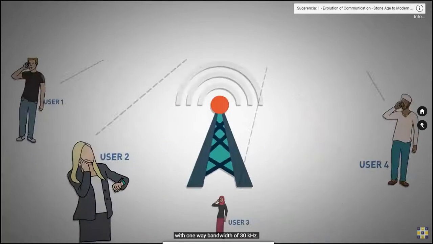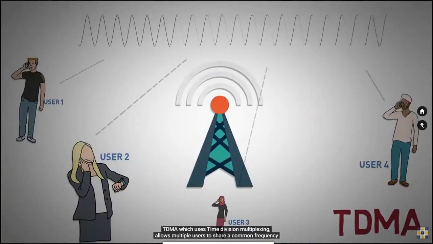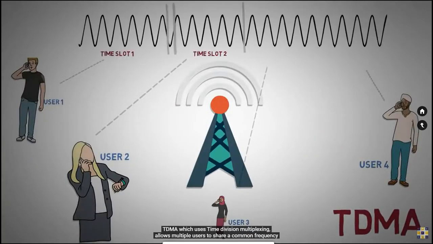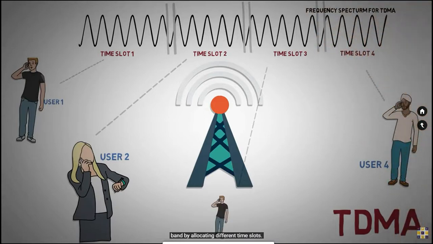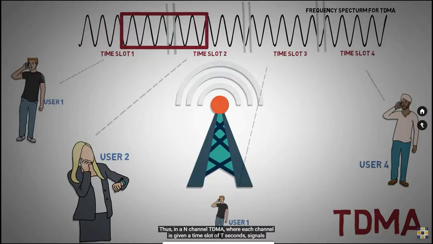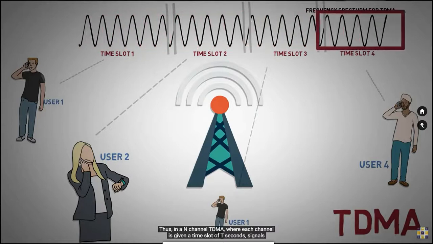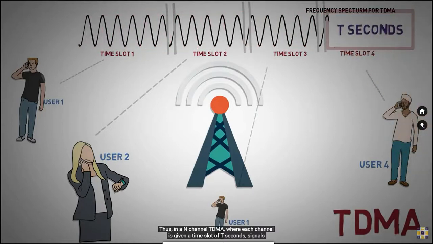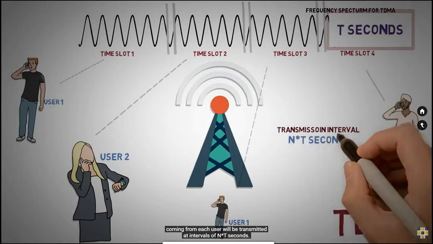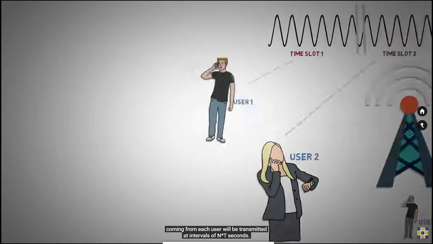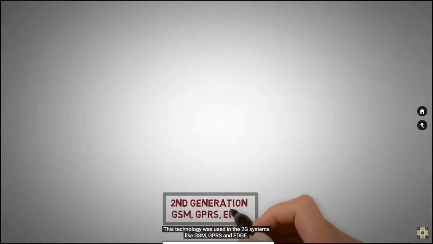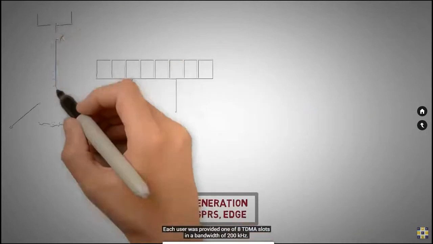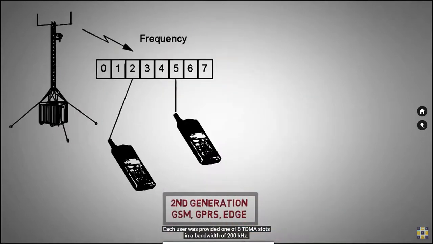TDMA, which uses time division multiplexing, allows multiple users to share a common frequency band by allocating different time slots. Thus, in an N-channel TDMA, where each channel is given a time slot of T seconds, signals coming from each user will be transmitted at intervals of N times T seconds. This technology was used in the 2G systems like GSM, GPRS and EDGE. Each user was provided one of 8 TDMA slots and a bandwidth of 200 kHz.